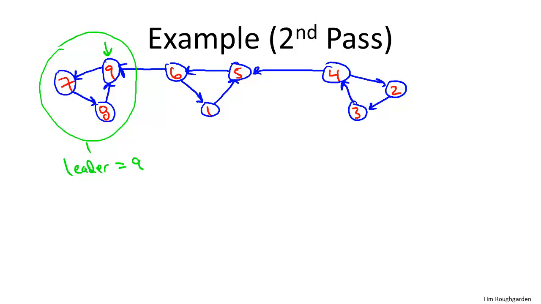So now we go back to the outer for loop and we say, okay, let's go to node 8. Have we already seen 8? Yes. What about 7? Have we already seen 7? Yes. What about 6? Have we already seen 6? We have not. We have not yet discovered 6. So we invoke DFS from node 6.